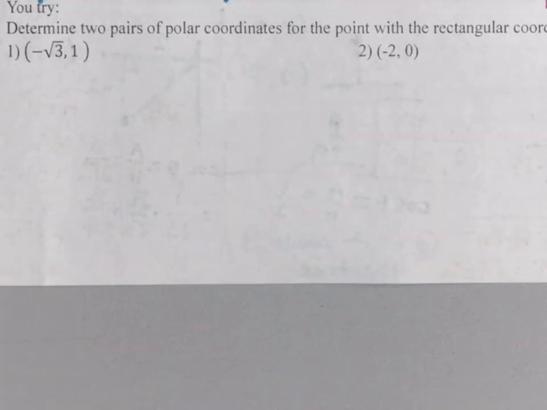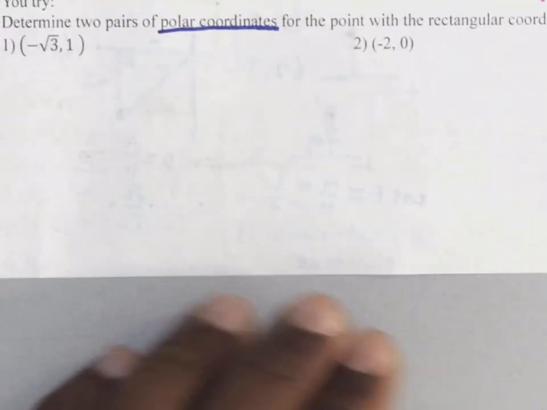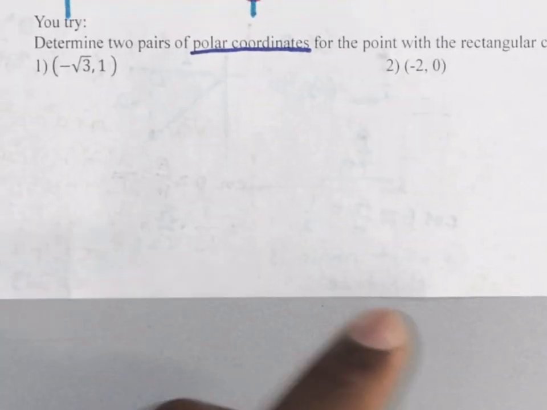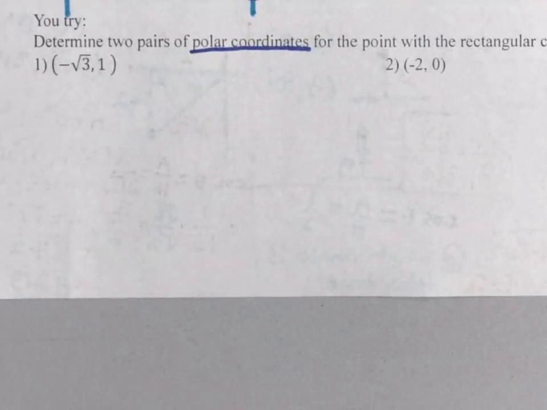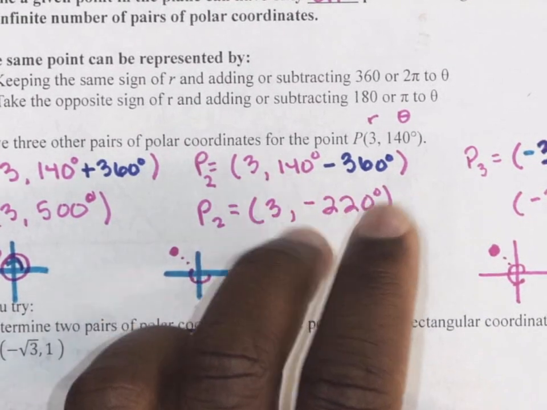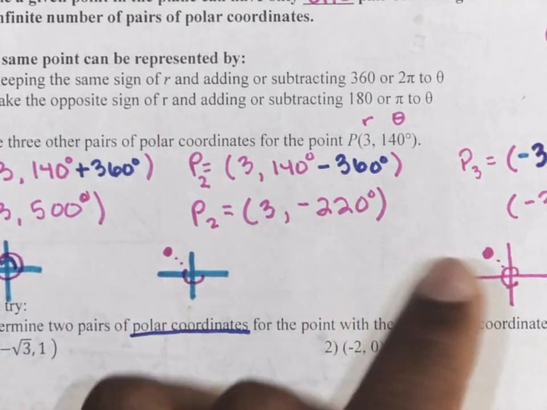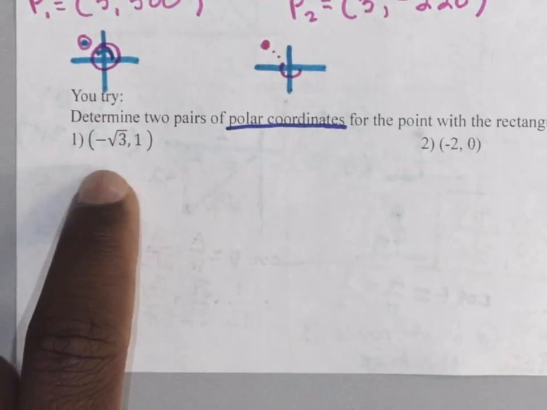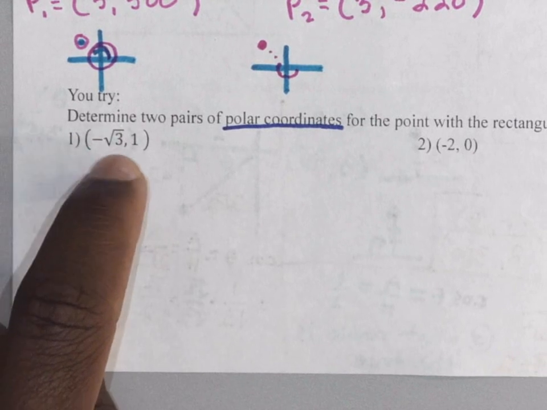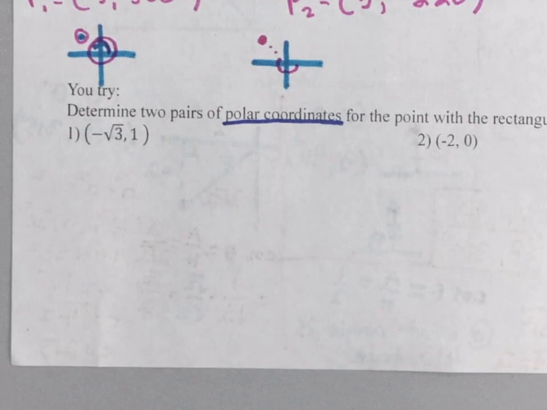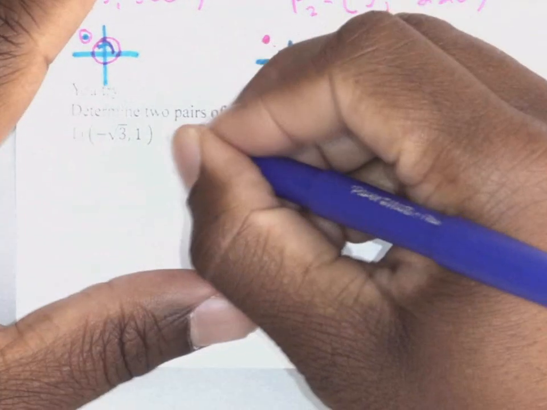All right, so we want to determine 2 pairs of polar coordinates for the point with the rectangular coordinates. So we're given a point in rectangular coordinates, and we want to find 2 pairs of polar coordinates for the same point. Now this formula to find more points, is this for a rectangular point or for a polar point? Polar. But this is given to me as a rectangular point. What am I going to have to do before I can find other polar points? Change it. So I'm going to have to convert from rectangular to a polar point first. That's the first thing we're going to have to do.